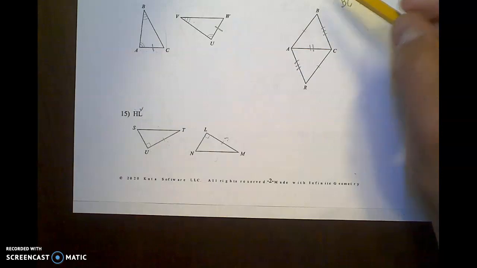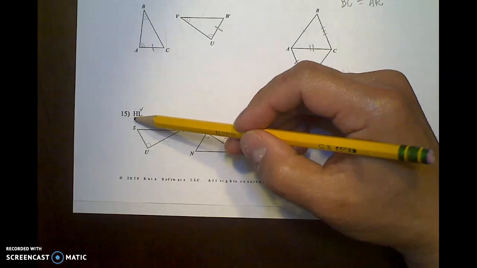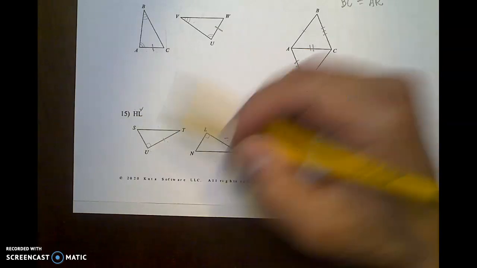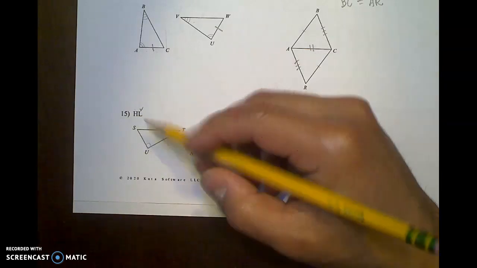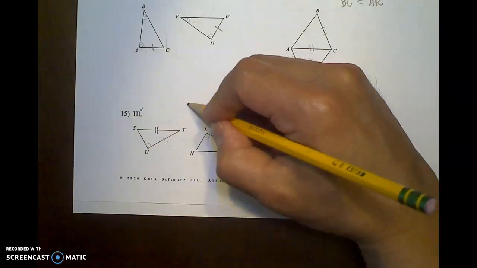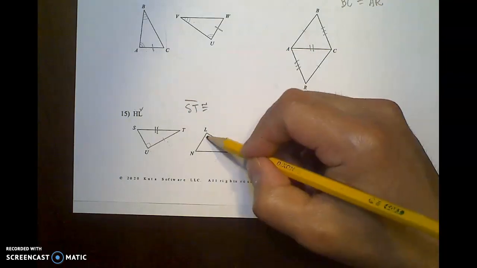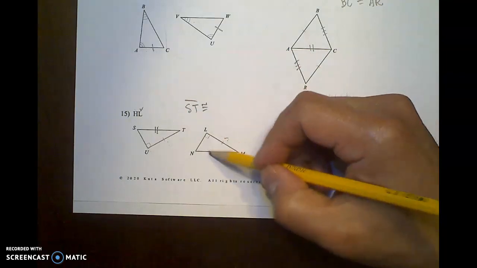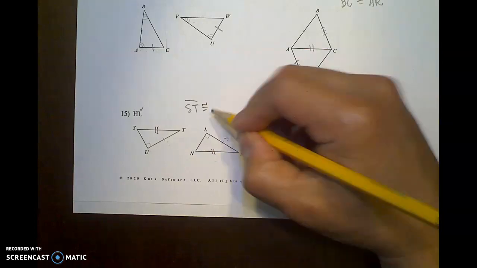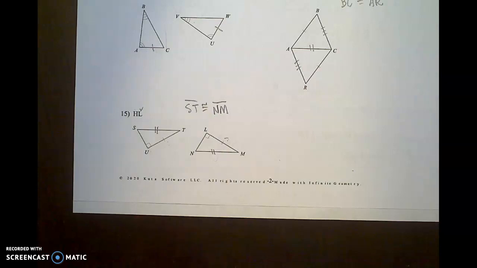So in order to prove these 2 triangles congruent by HL, we need the hypotenuses to be tick mark congruent. So here's the right angle. It's going to mark up that hypotenuse, so ST is going to be congruent to the hypotenuse from the other triangle, this one right here. So ST is congruent to NM.